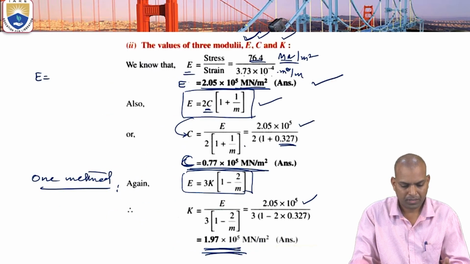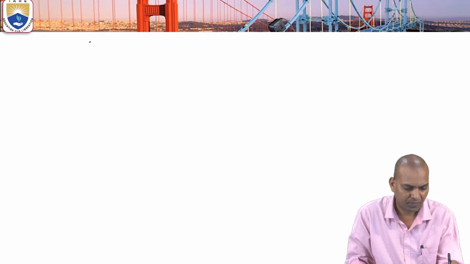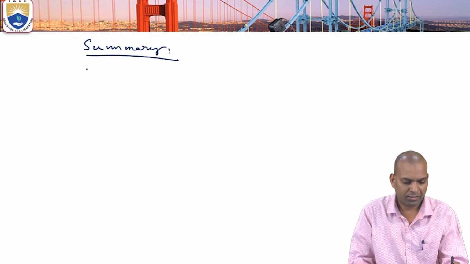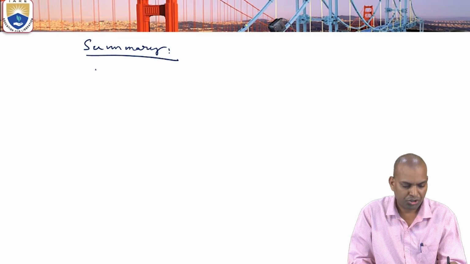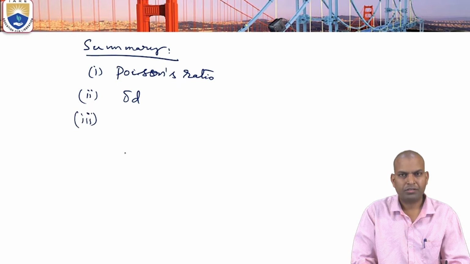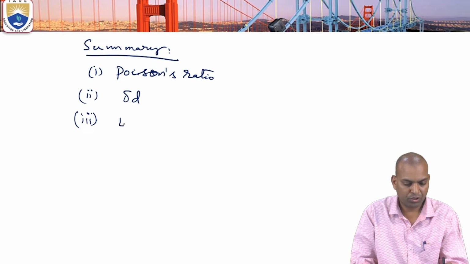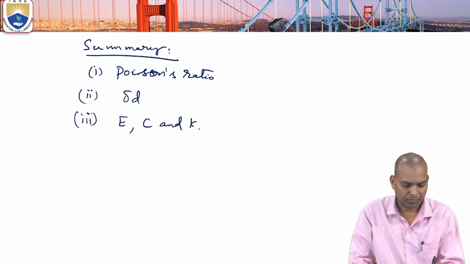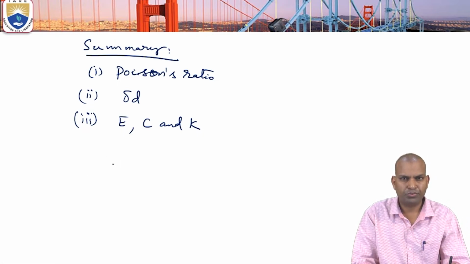Okay, next. Let me summarize. In this class, we have learned to calculate Poisson's ratio, the calculation of decrement in length and diameter delta D, and the calculation of modulus of elasticity, modulus of rigidity, and bulk modulus K.